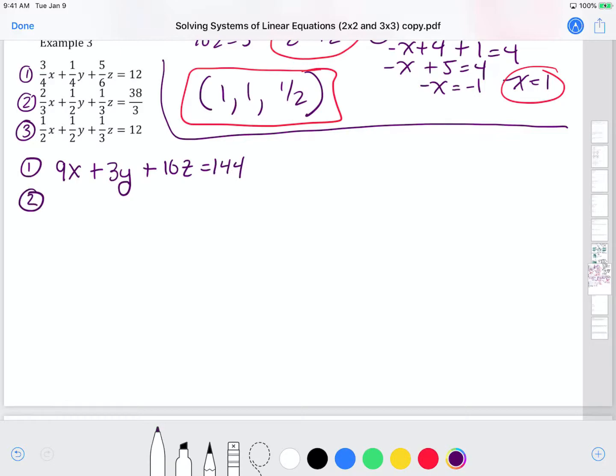For the second equation, I'm going to multiply everything by 6 to clear the fractions. When I take 2/3 times 6, that gives me 4x. When I take 1/2 times 6, that gives me 3y. And when I take 1/3 times 6, that gives me a 2z. And when I take 38 over 3 times 6, that's going to give me a 76.